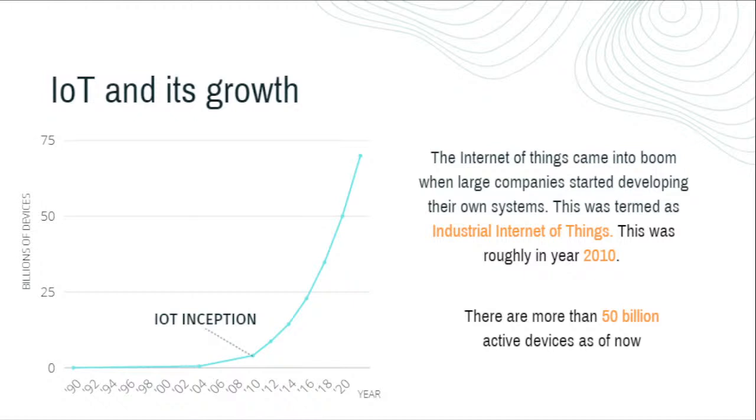IoT and its growth. The Internet of Things came into boom when large industrial based companies started making their own IoT systems. This was the year when it was defined as Industrial Internet of Things, which is IIoT. This was roughly in 2010, and currently now in 2022, there are approximately 50 plus billion active IoT devices.